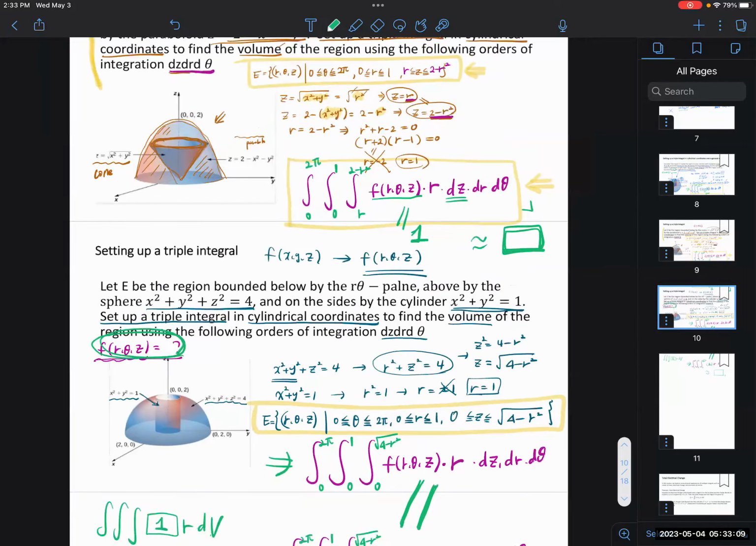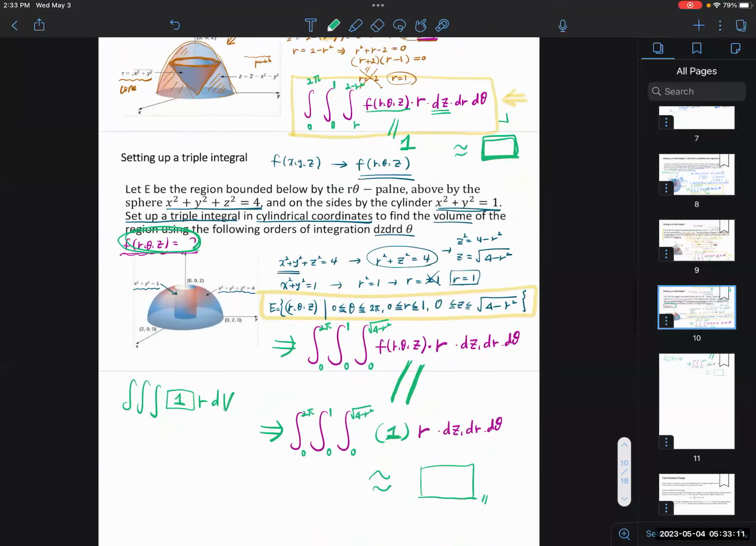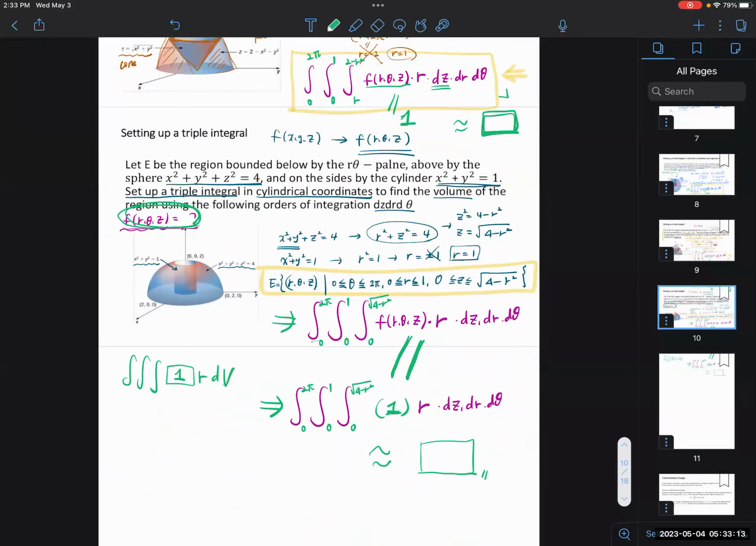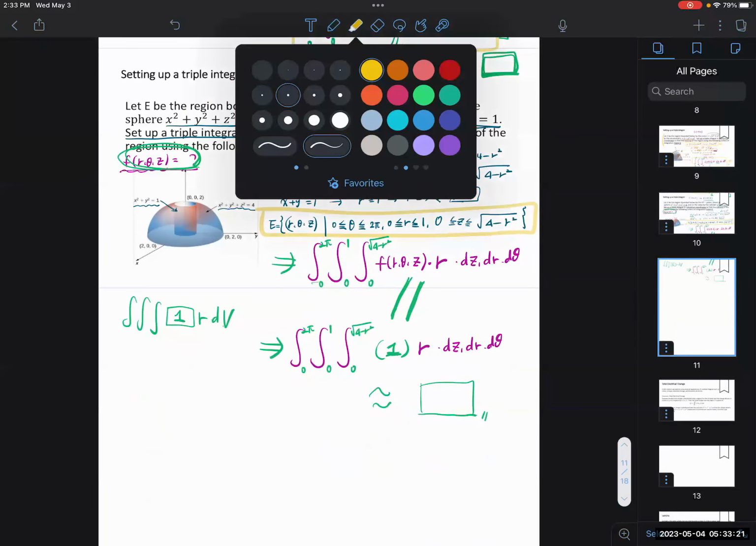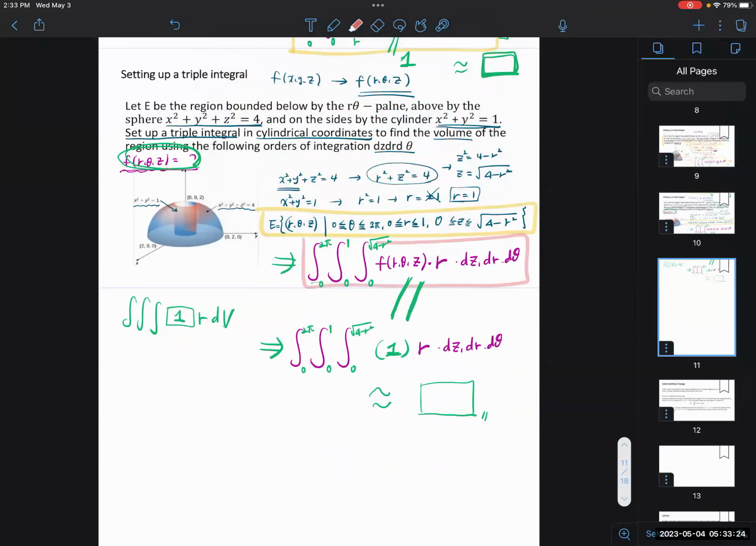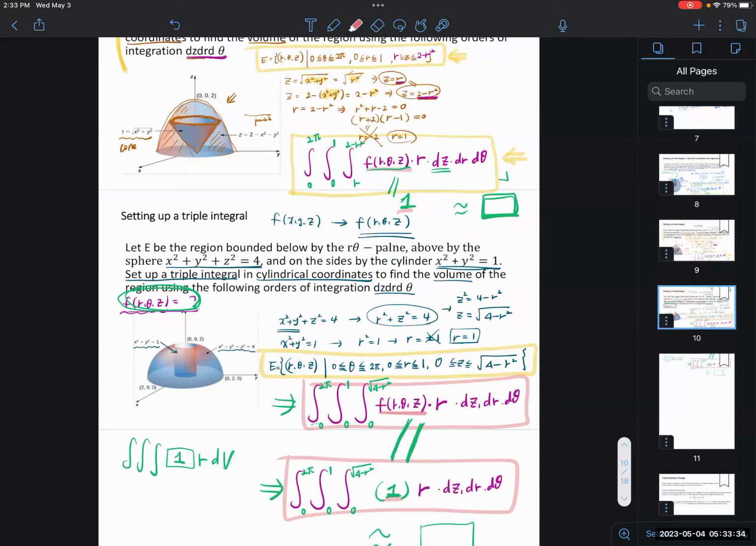So just be aware, even though you are writing this one, it's still the answer because they're asking you to set it up, not to calculate. We are not supposed to calculate, just set it up. So either this one or that one is the same answer, but you can actually calculate it if you consider this equal to 1. So you can actually evaluate the volume. Okay? So that's what it is.